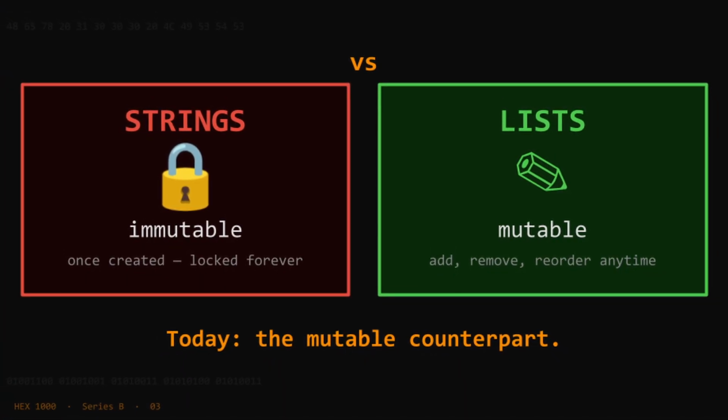Hello world! Remember the last video about strings? We noticed something rigid. Strings are locked. Once they're born, they're frozen. Today, the complete opposite. Lists: ordered, indexed, and 100% mutable. You can add to them, shrink them, reorder them on the fly. That freedom is why they are powerful and why they are dangerous.